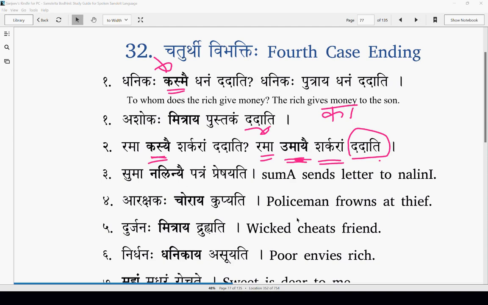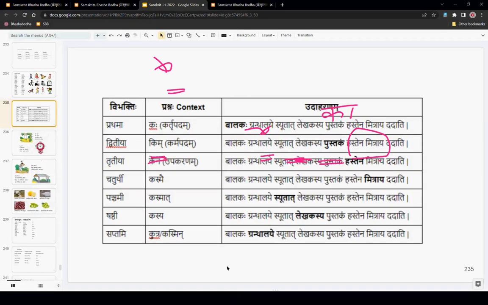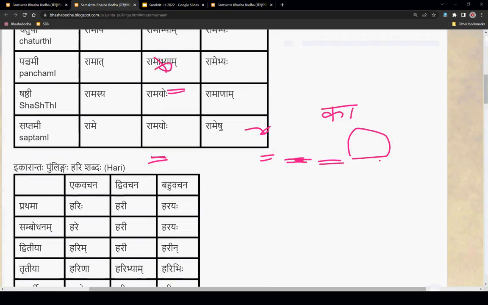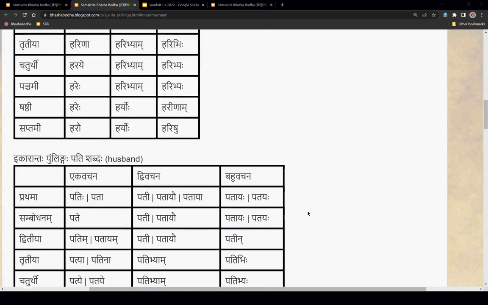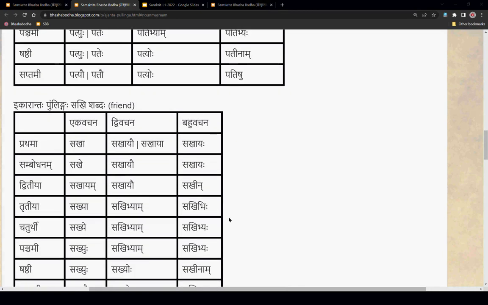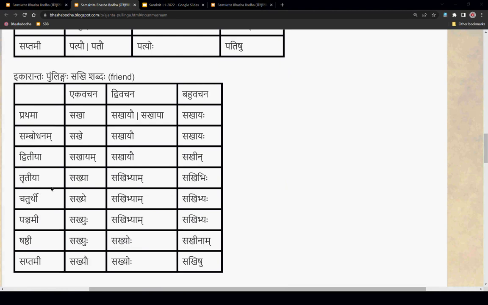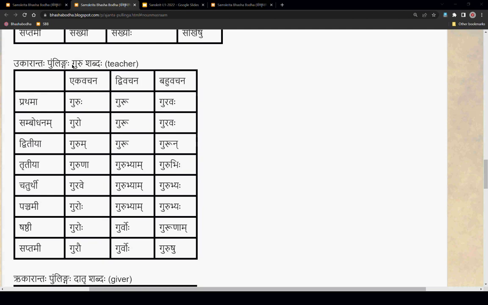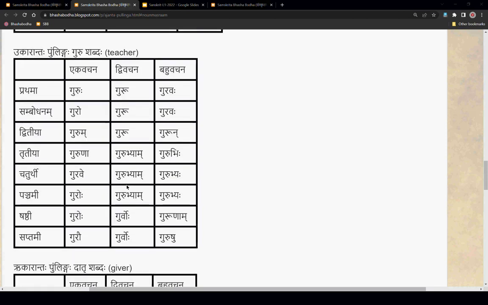You can refer to the Vibhakti tables here, to find out the Chaturthi Vibhakti forms, or any Vibhakti form, and put those Vibhakti forms accordingly. For example, if you want to use Guru Shabda, you are giving something to Guru. So here Gurave dadami, Gurave pustakam dadami. You can use this Gurave.